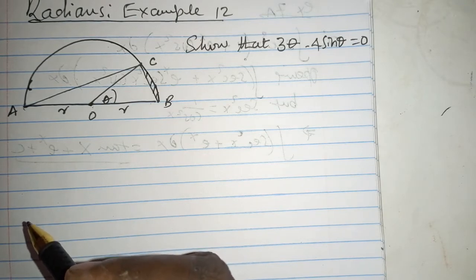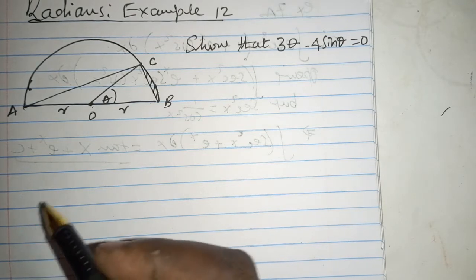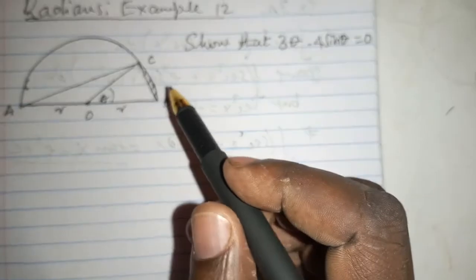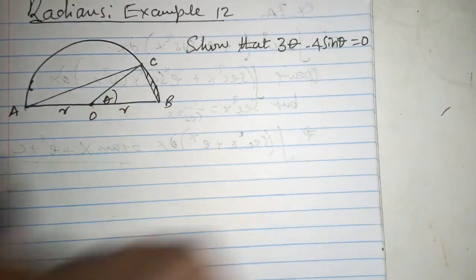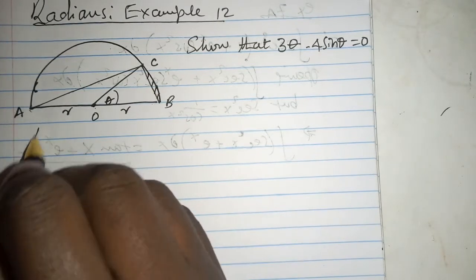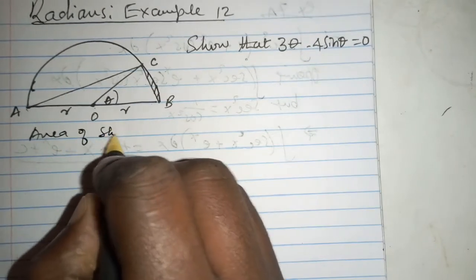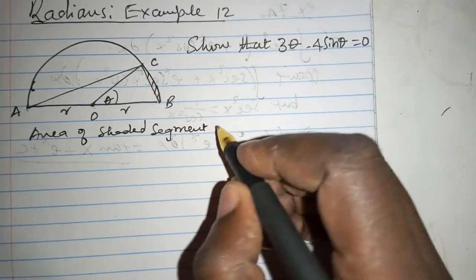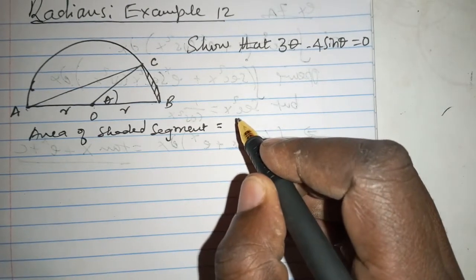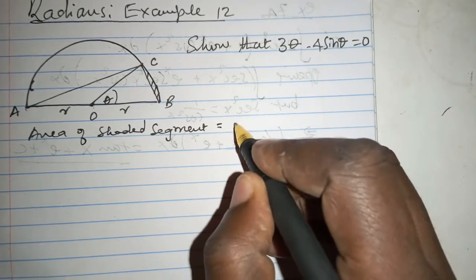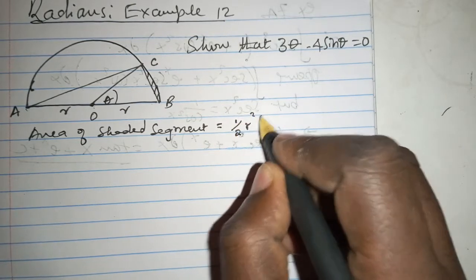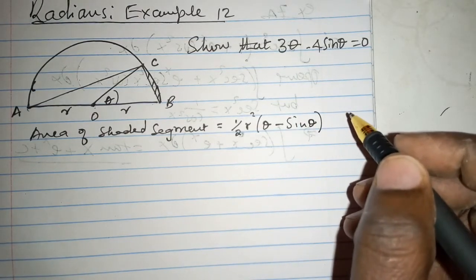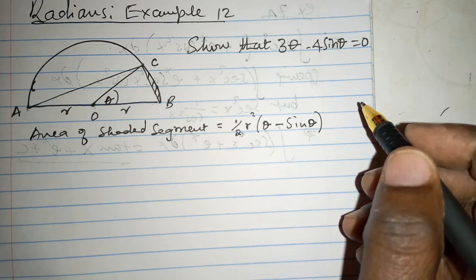And of course, we need to bring on board both the area of the segment and the area of the triangle. Let me start with the area of the shaded segment, because this is where we have the angle. In the previous example, we have understood this to be equal to a half r squared times theta minus sine theta. That is the area of the shaded segment.